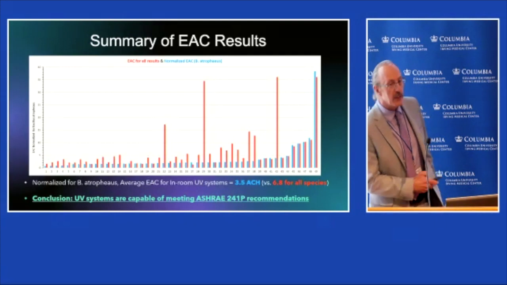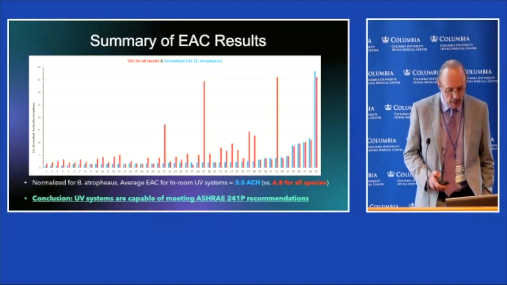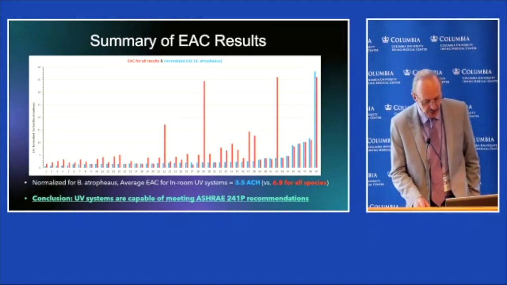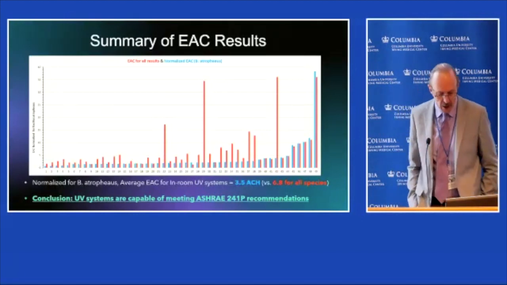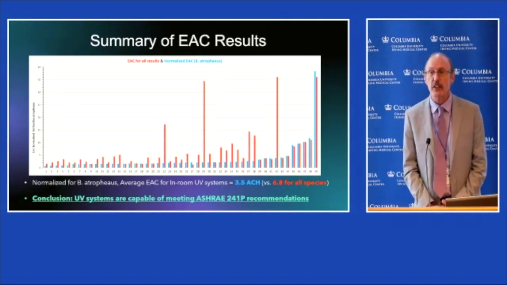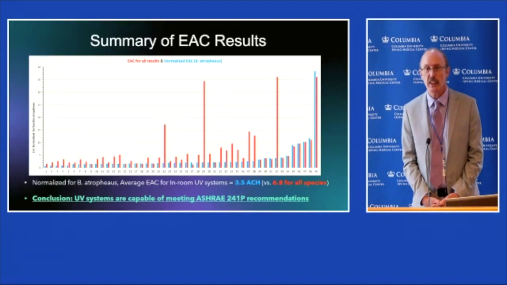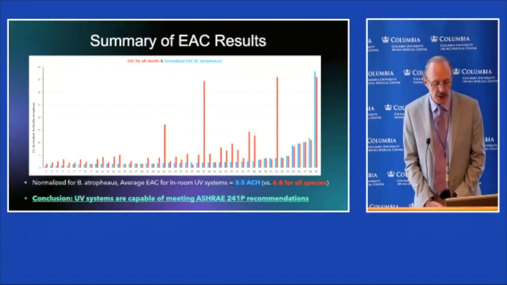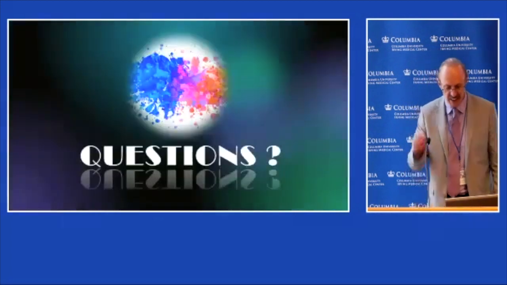There's a few high points here that we are suspect. They don't have enough data sets, enough data points. But the overall average for in-room systems was about 3.5 ACH under Bacillus atrophaeus. And this is good news because obviously these systems can make up 4 ACH, and some systems can easily produce 6 EAC, ACH equivalent or more, and this will satisfy the recommendations of ASHRAE 241P. We believe these are achievable goals based on this data.